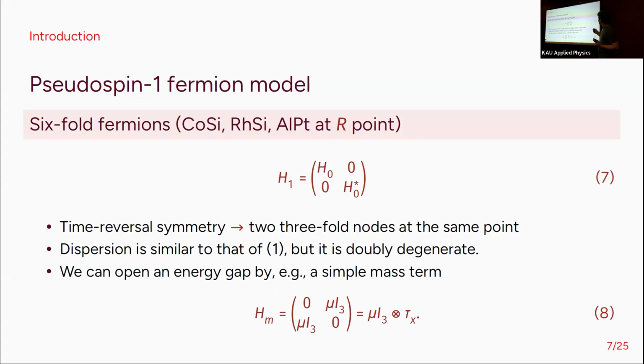So how it differs from our threefold fermions is only the fact that they are doubly degenerate. Okay. And the mass term here is obvious. That's one mass term. It doesn't mean that there are no others, but we investigated this one.